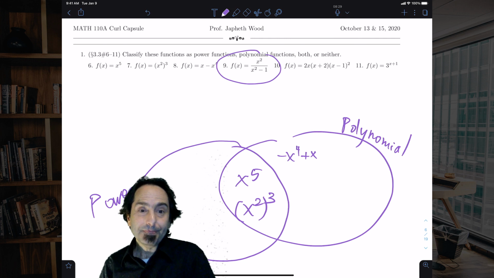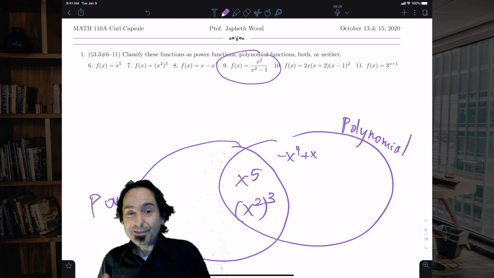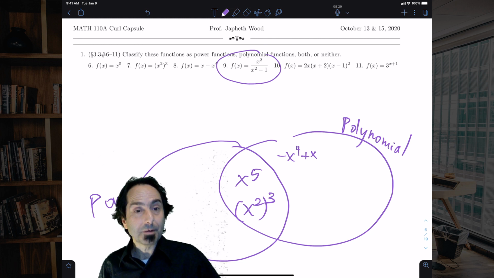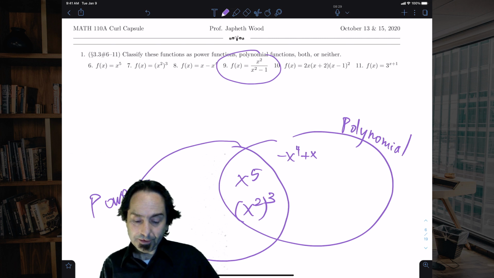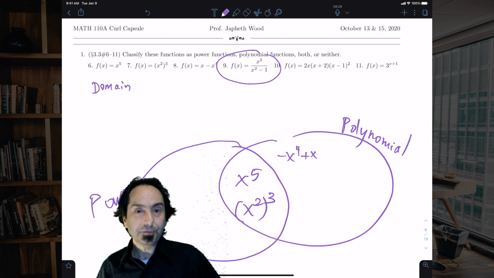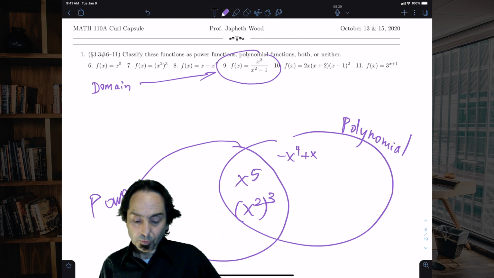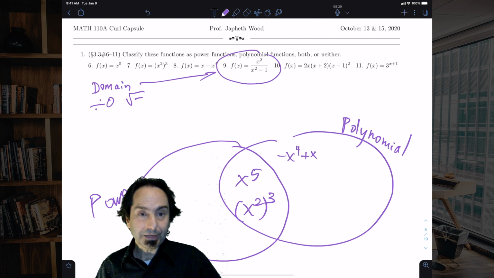This is not a power function and it's not a polynomial as presented. The big question is, is there an equivalent form that does match the definition of polynomial or power function? But the answer is no. And one thing that I can justify that with is if we consider the domain. The typical things to worry about are, are you dividing by 0? Or are you taking a square root of a negative number?